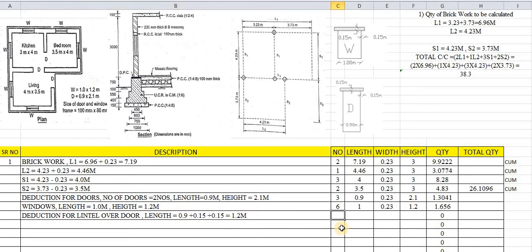How many doors are there? Here there are 2 doors. What is the length of one door lintel? That is 1.2, which we have already calculated. What is the width of this lintel? The width of the lintel is the same as the width of the brickwork, because we are calculating the width as brickwork. What about the height of the lintel? The height, or thickness, of the lintel is given, in this case also, as 0.15. So it comes to this.